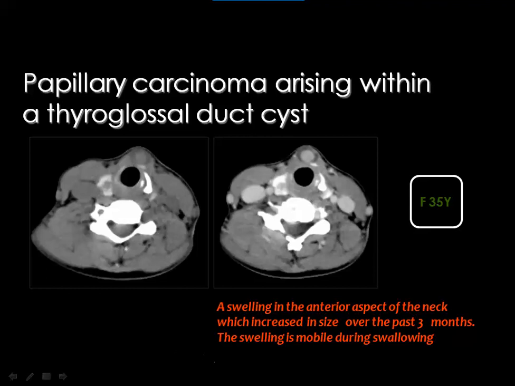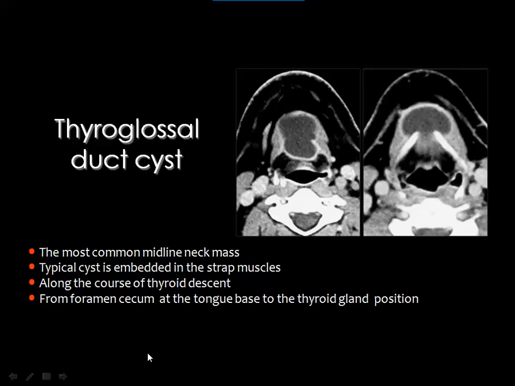And this is an example of a thyroglossal duct cyst, almost exactly in the midline, and you can see an enhancing soft tissue mass within the cyst, and this has been proved to be a papillary carcinoma of thyroid tissue arising within the thyroglossal duct cyst.